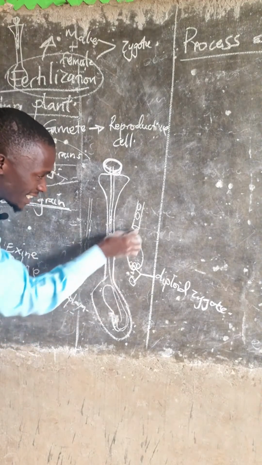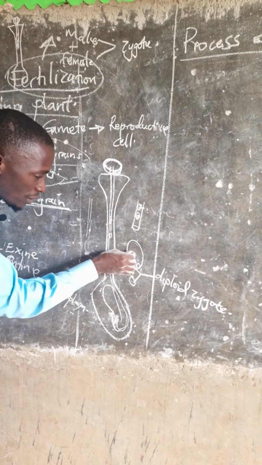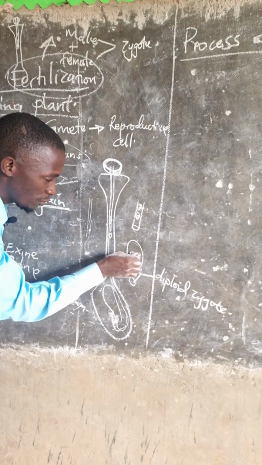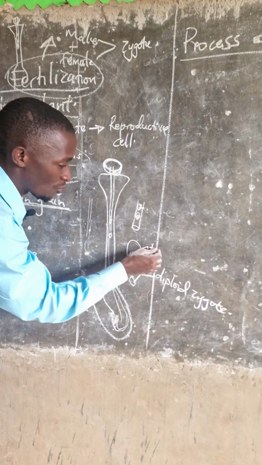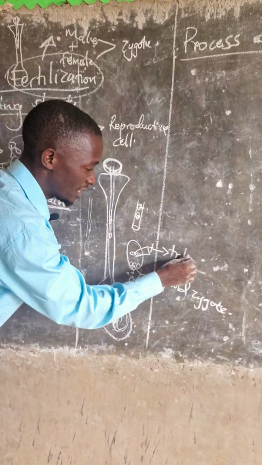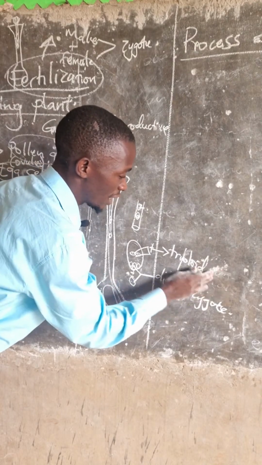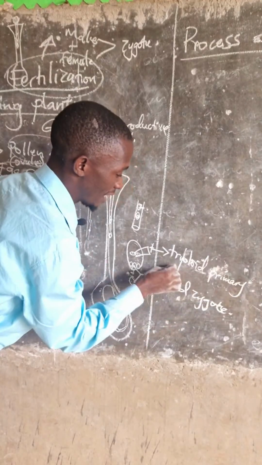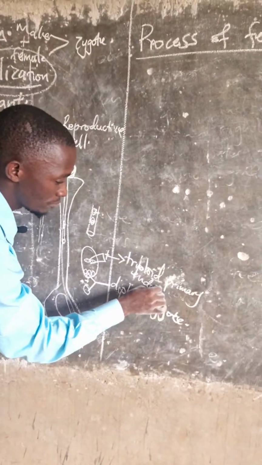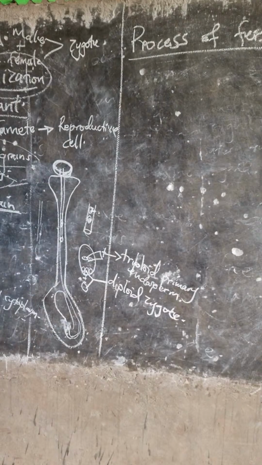And then the second male nucleus, this was the first, the second male nucleus will come and fuses with these 2 polar nuclei to form what we call a triploid primary endosperm. The endosperm, we shall look at what it becomes after fertilization.